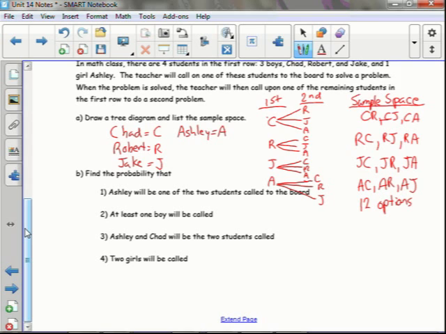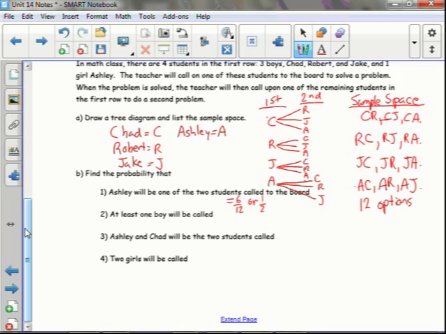So in this case, for A, now probability means how many times is Ashley's name called over the total. So I go to my sample space. I've got Chad and Ashley, Robert and Ashley, Jake and Ashley, and then all of the ones in the last group have Ashley. So I see 1, 2, 3, 4, 5, 6. So 6 out of 12 would be the probability because there are 12 possible options, which you could reduce to 1/2.